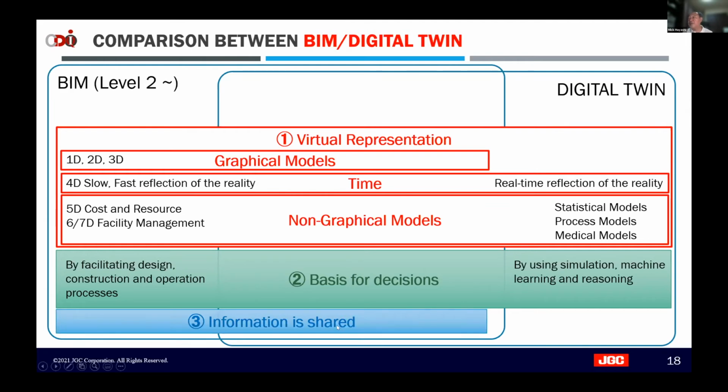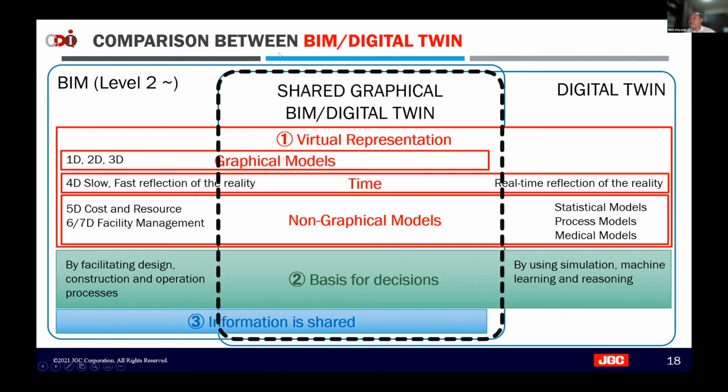So information is shared basically for BIM, but of course digital twin can be shared, but it's not a must for digital twin. So as you can see, number 1, virtual representation, 2, basis for decisions, 3, information is shared. Well, BIM and digital twins are almost very similar, but they can be different. But you can see digital twin is actually an enhanced version of BIM, I would say. So here is a common characteristic: shared graphical BIM and digital twin.